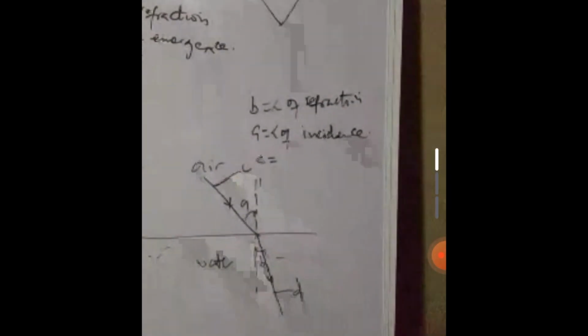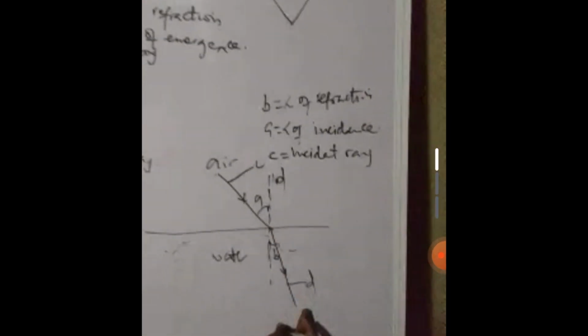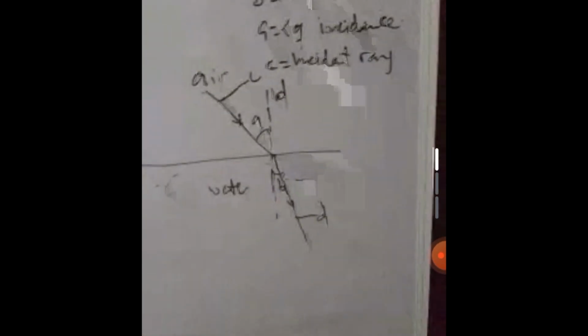C is what? Incidence. An incident what? Incident ray. And what is D? This is D. What is it? Emergent ray? D is what? Emergent ray? It is not emergent. It is this one here.